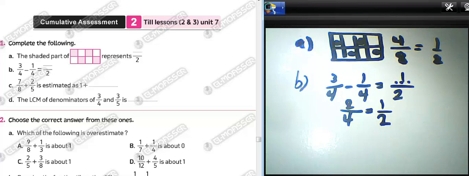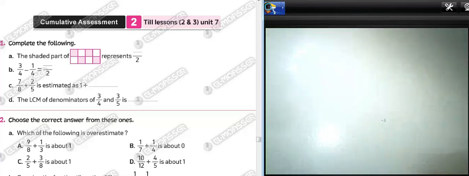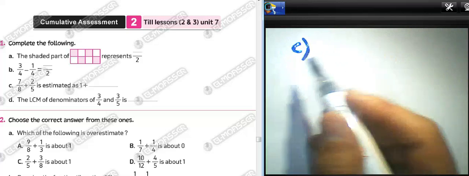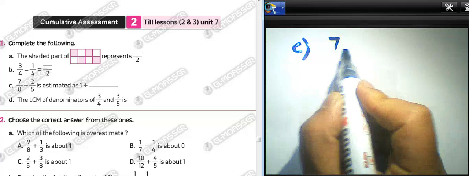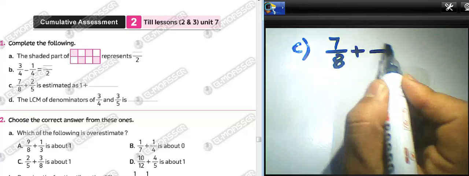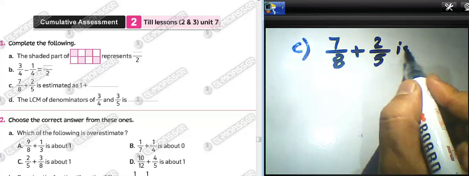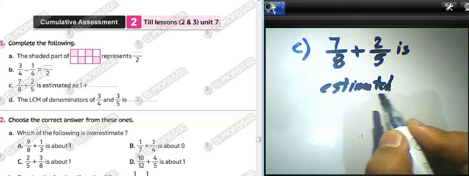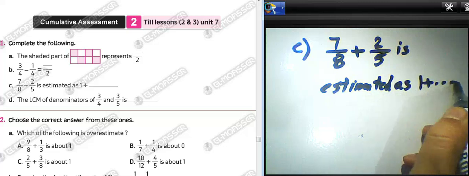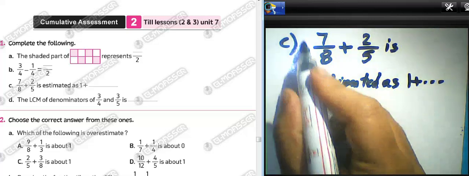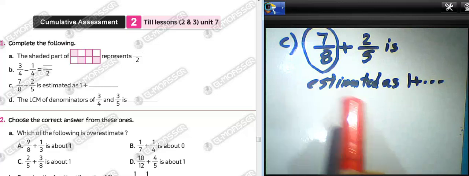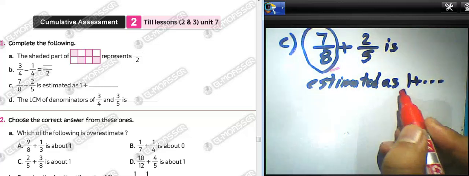Question letter C. Look with me here. 7 over 8 plus 2 over 5 is estimated as 1 plus space. He asked about estimation. 7 over 8 is estimated to 1 because 7 is nearest to 8. So 8 over 8 equals 1. The first fraction here is estimated to 1.